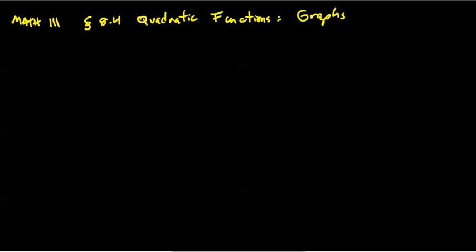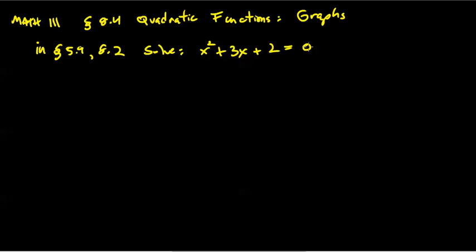Alright, Math 111. Today we're going to talk about Section 8.4, entitled Quadratic Functions and their Graphs. We've already talked about Sections 5.9 and 8.2, where we were asked to solve equations that might look something like this: x squared plus 3x plus 2 equals 0. In other words, degree 2 polynomial equations.